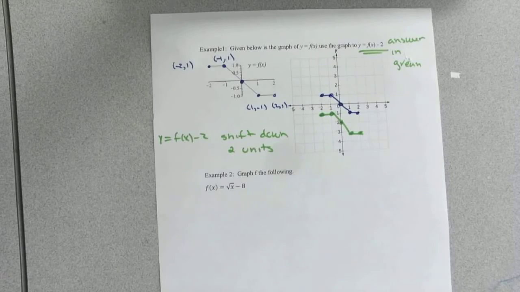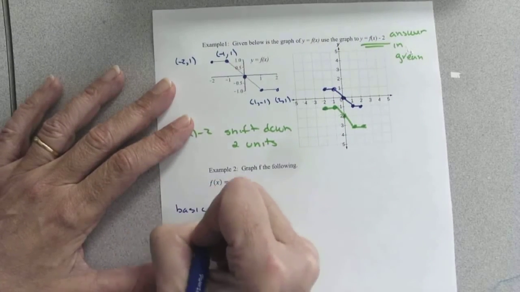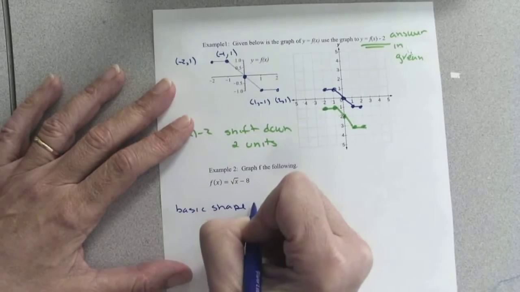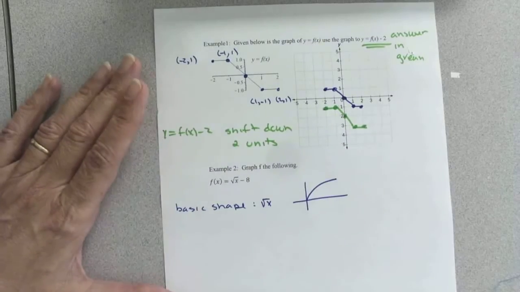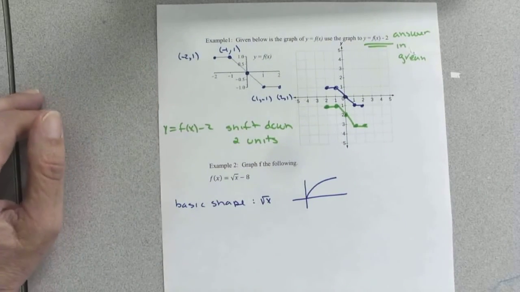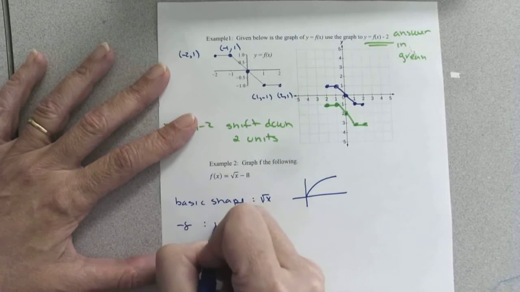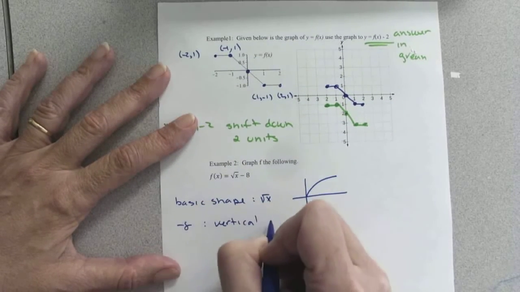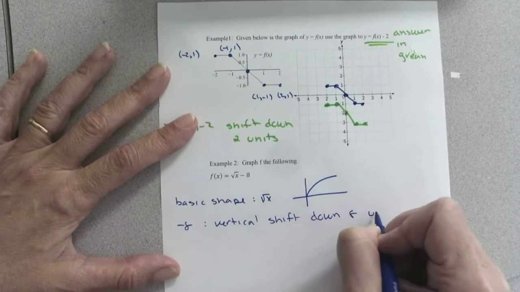But graphing this one here. So here are my thought processes. My basic shape comes from the square root, which looks essentially like that. That's why you just want to memorize those basic shapes. The -8 is a vertical shift down 8 units.